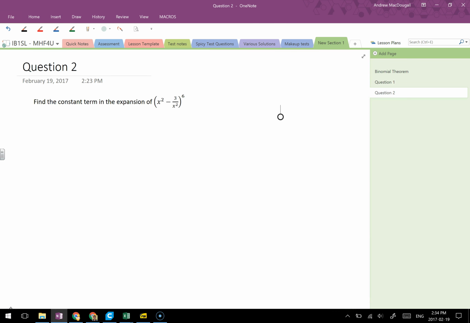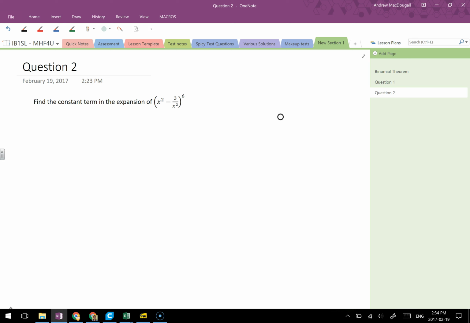Now the other type of question you'll often see is one where you have to calculate a specific term of a binomial expansion. It'll be a lot of work, even with the binomial theorem, to expand a binomial to the power 6 or 10 or bigger. But it's not too much work to calculate one specific term.